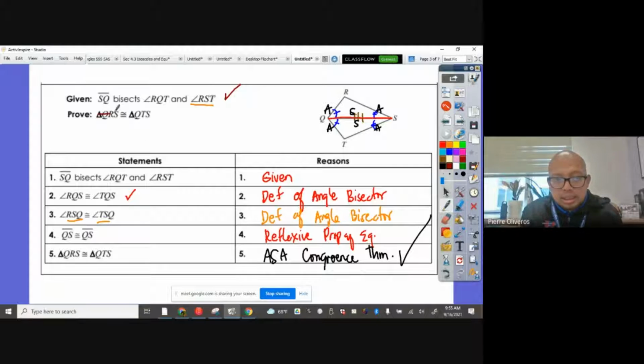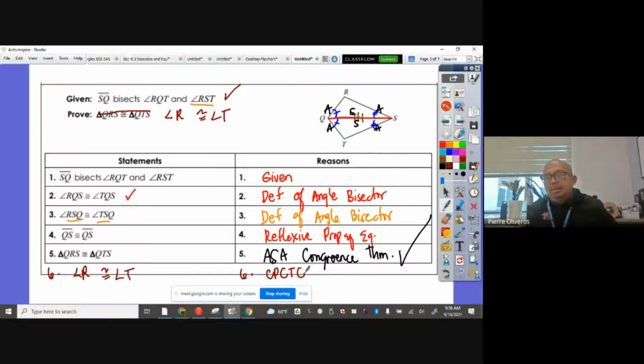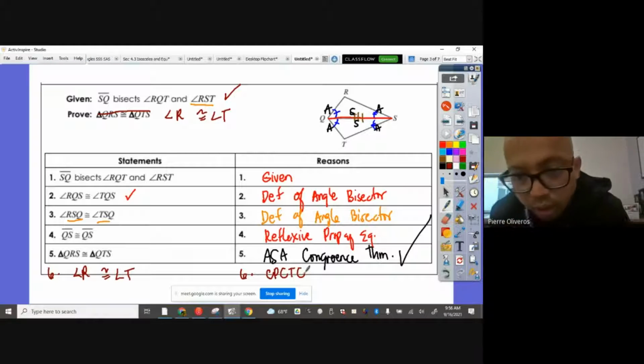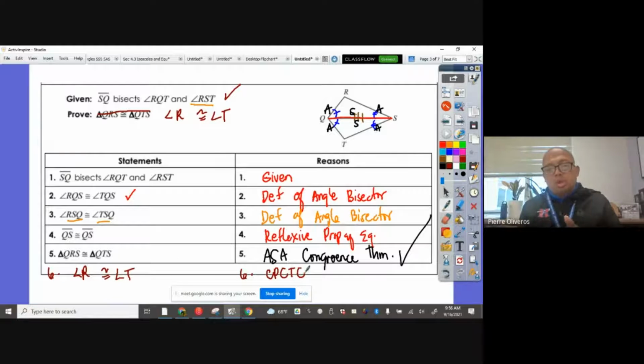If the problem was not this, and I ask you to prove angle R is congruent to angle T, you have to do all these steps, 1 through 5 here. Number 6 here will be angle R is congruent to angle T using CPCTC. What CPCTC stands for is corresponding parts of congruent triangles are congruent. Meaning, after you have proven that the two triangles are congruent, then the remaining corresponding parts of the triangles are congruent. I know that angle R and T were not mentioned in the given nor in the statements, but since we already proved in number 5 that the two triangles are congruent, then the remaining parts will be congruent also. Same thing with TS is congruent with RS, and so on and so forth.